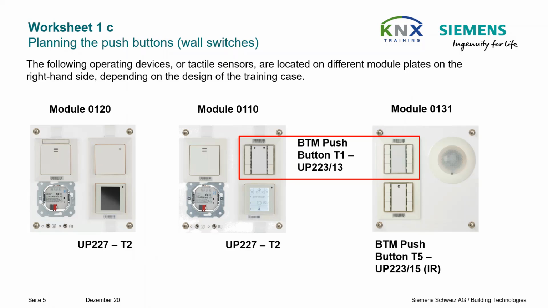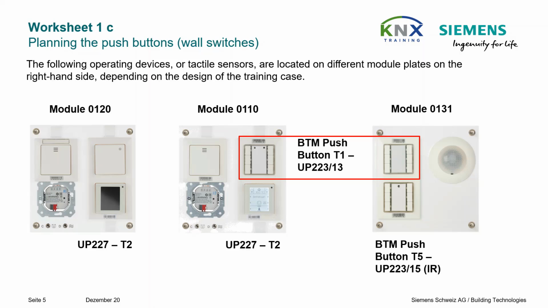Now we talk about the sensors. The triple push button T1 is located together with the triple push button T5 and a presence detector on the lower left operating module M131. As long as it has not been parameterized and downloaded, it cannot be tested. This push button is intended for operating the lighting in the conference room.